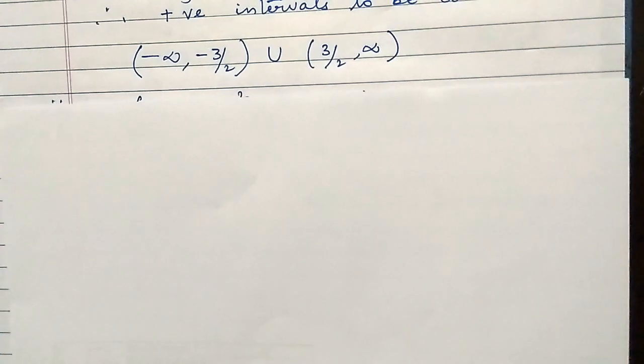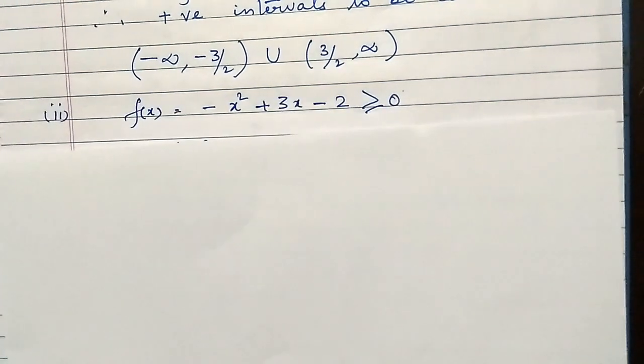The next question which I'm going to take up is the second part of the first question, which says minus x square plus 3x minus 2 being greater than or equal to 0. Now you should remember that in class 10, when you were talking about linear inequalities and you were changing the sign, that is from plus to minus or minus to plus of the variable, then the symbol of the inequality was also getting reversed.